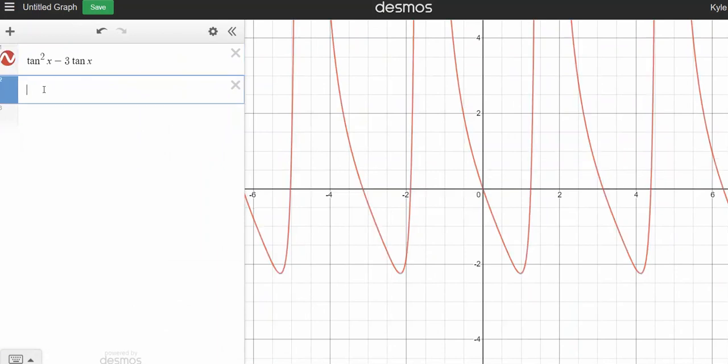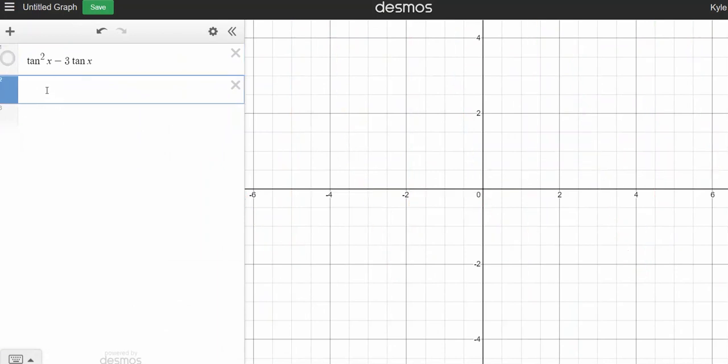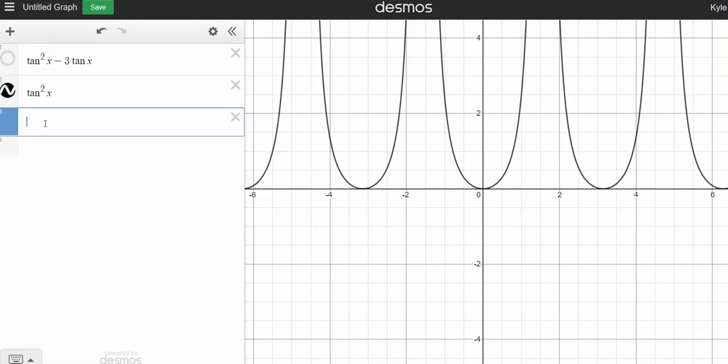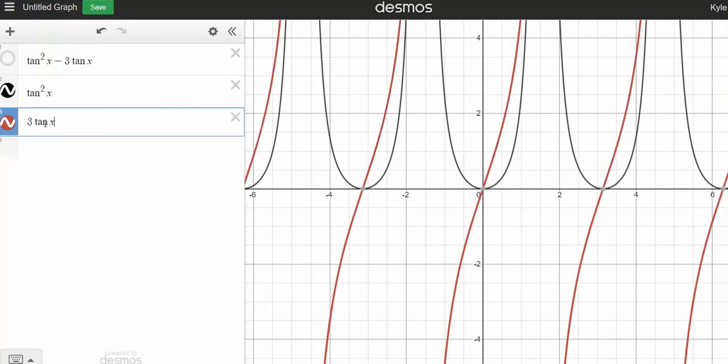So I'm going to clear that and type in tan squared x, and then I'm going to graph one more, which would be just 3 tan x. At first glance here, it looks like something's wrong. We've got the one pattern here where it's going up by pi every time. That handled the first angle, but it looks like we're missing our second angle. But remember, the solutions are where they intersect, right?